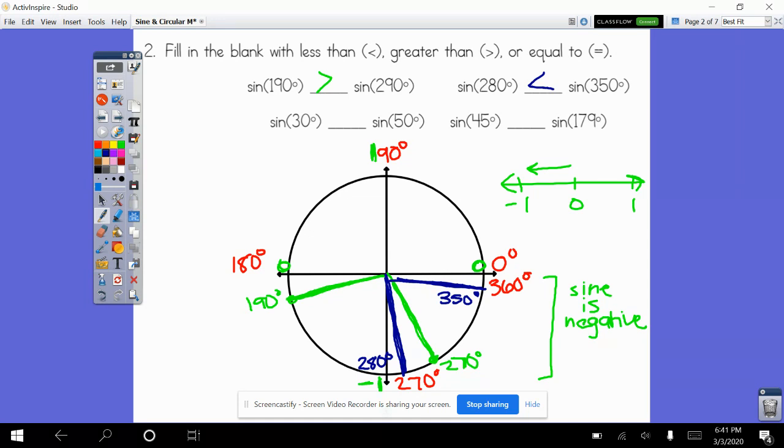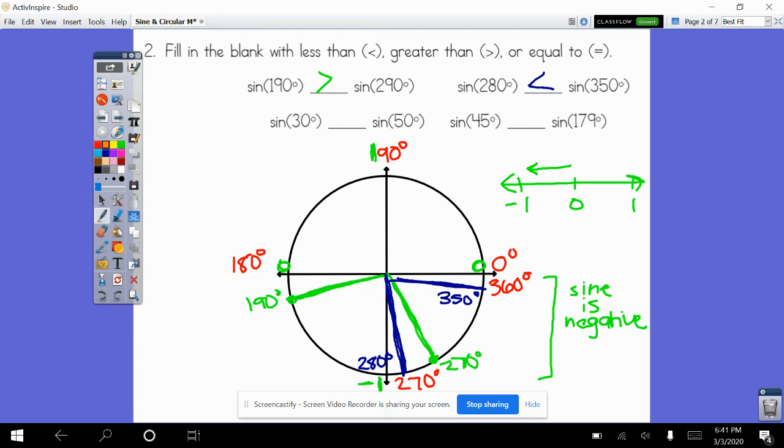But you really can't. Some people I think are going to try and do this. Oh, 350 is bigger than 280. Boom. Nope, that doesn't work because look, here 190 is actually higher up on the circle. So that's our bigger sine value, even though 290 is a bigger number. So you can't rely on it that way. You really have to draw it on the circle.